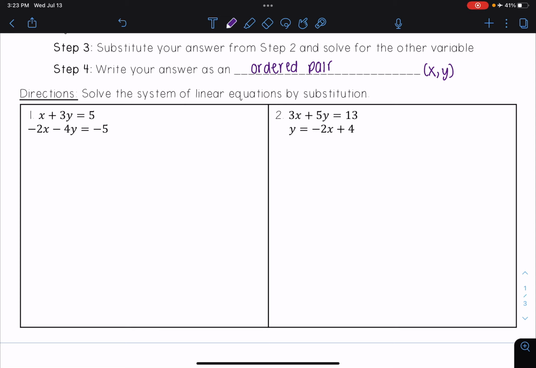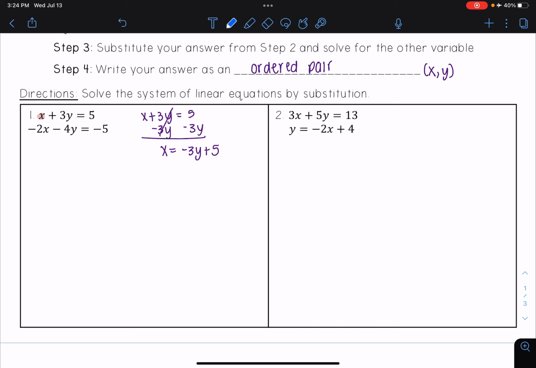Number 1, I have x plus 3y equals 5, and -2x minus 4y equals -5. So I want to solve this by substitution. So my first step is I want to isolate a variable. It doesn't matter which one you isolate, but some are going to be easier than others. I like to isolate the variable that doesn't have any coefficients in front. And so I see here that in my first equation, x is just by itself. So I can easily get x by itself by subtracting 3y to the other side. And so I get that x is equal to -3y plus 5.